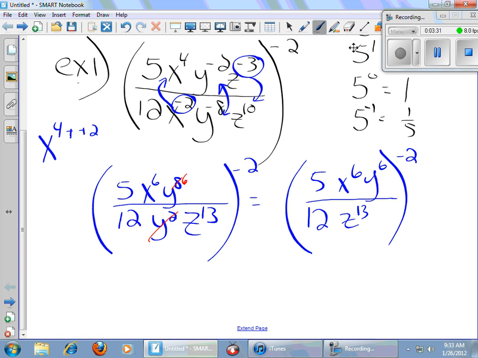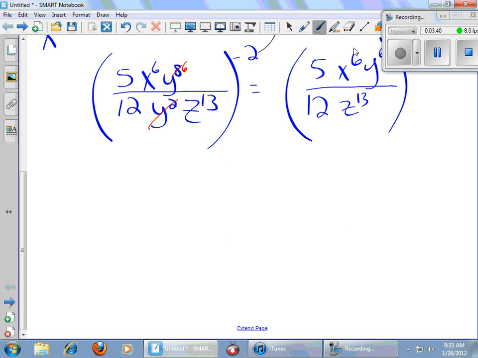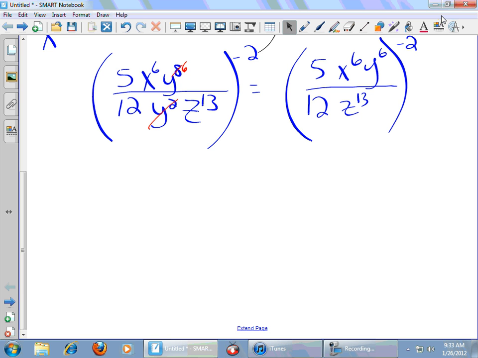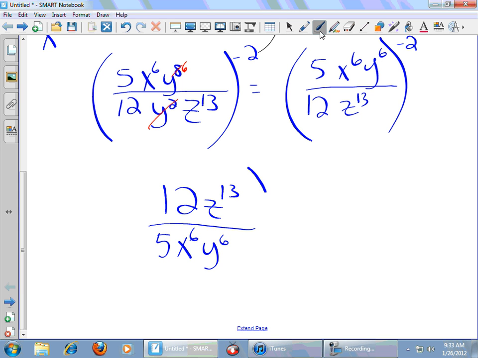Now, that negative exponent, remember, a negative exponent means to use the stairs. The numerator becomes the denominator. So what I like to do at this step, so I don't make any silly mistakes, is I like to flip my fraction, use its reciprocal. 12z to the 13th in my numerator over 5x to the 6th, y to the 6th. And now that's raised to the second power.